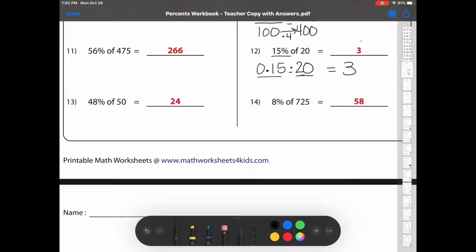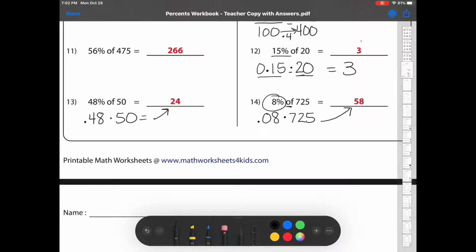Number 13, 48% of 50. So again, we can turn that into a decimal. So 48 hundredths times 50 gives me 24. And the last one, just so you can see that quick trick method, if you can turn this into a decimal quickly, which would be 80 hundredths, because percentage is always out of the hundredths, times, because the word "of" implies multiplication, 725, we get our answer of 58.